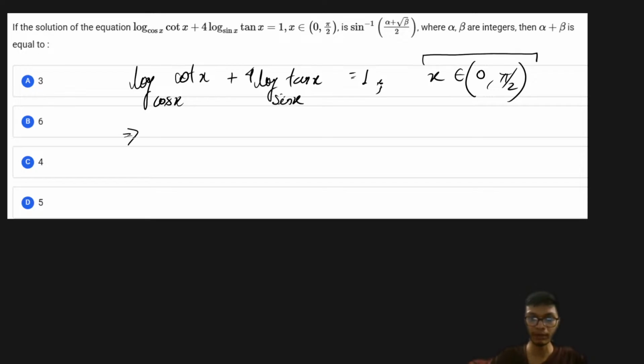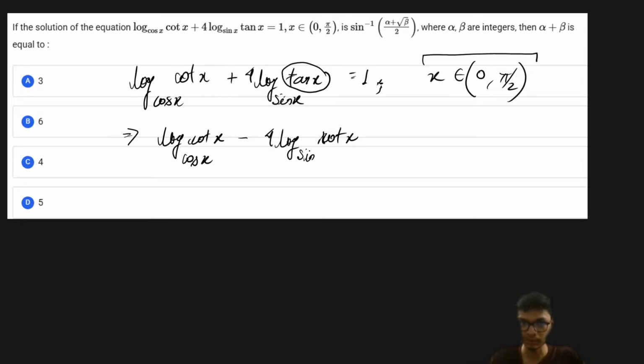So we can simplify this part. Instead of tan x, let us represent this in terms of cot x. So I will get log of cot x base cos x minus 4 times the log of cot x, because cot x is 1 upon tan x, right? I just used some of the properties and I can write it like this. Now I will try to express this particular quantity in terms of the base sin x, right? So how will I do that? I can simply do that, but before I express that, I will tell you.